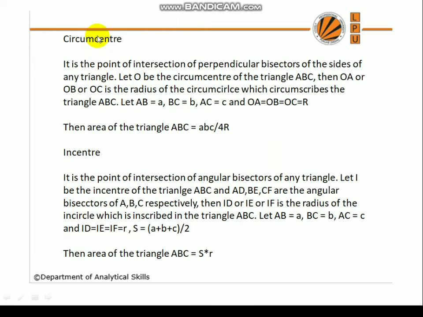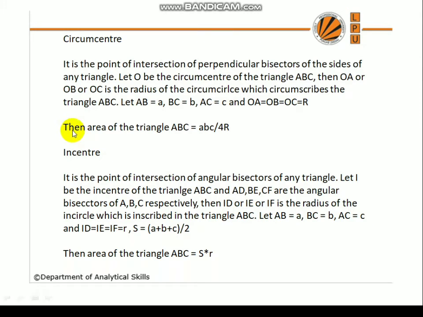Circumcenter. What does a circumcenter mean? It is the point of intersection of the perpendicular bisectors of the sides of a triangle. And we have some important properties based on this. Let O be the circumcenter of triangle ABC. Then OA, OB, and OC are all equal, which are called the radius of the circumcircle, which circumscribes the triangle. Let's suppose the lengths of the sides are AB equal to A, BC equal to B, AC equal to C, and the radius of the circumcircle is capital R. OA equal to OB equal to OC equal to capital R.